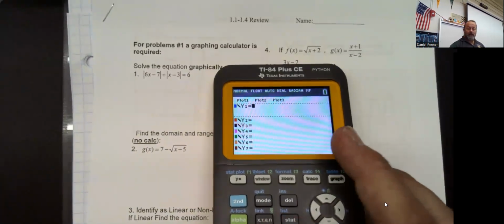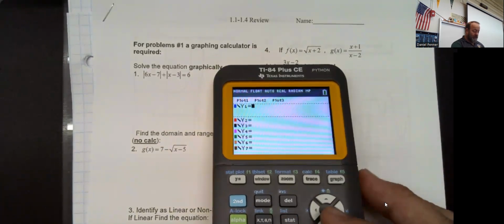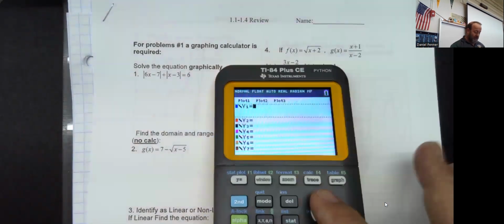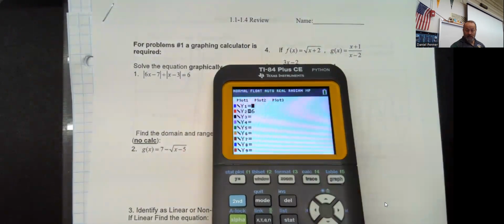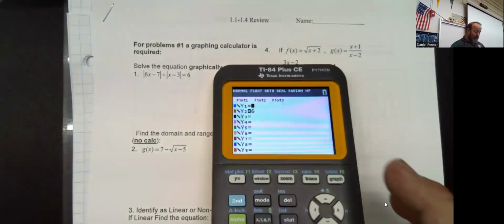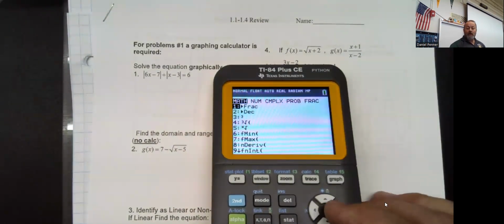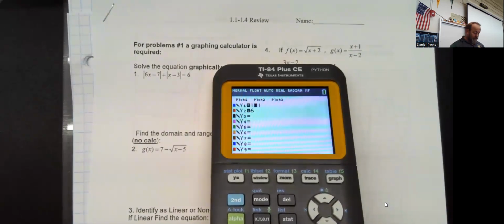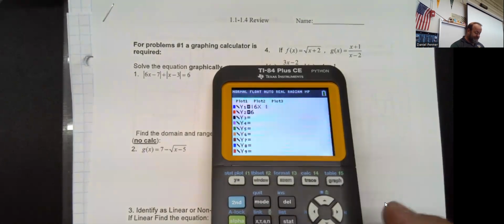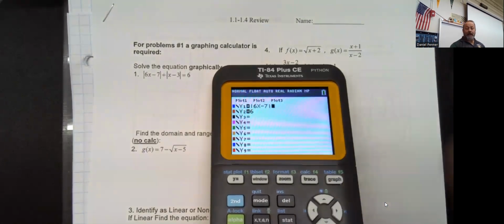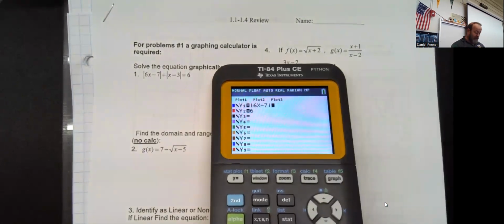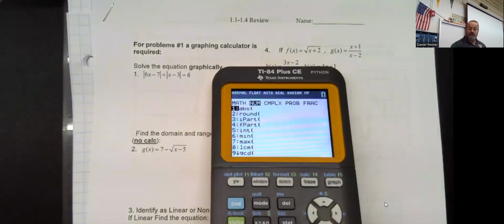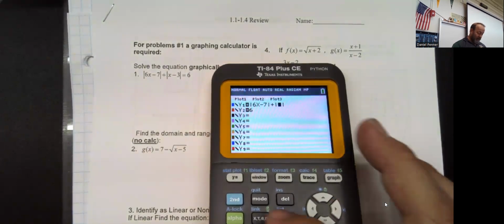I personally like to go to Y1 and set in the left side and Y2 and put in the right side. So I'm just going to call it equal to 6. I'm going to hit my math, and the number to the side is where they store the absolute value, and that's the absolute value of 6x minus 7. I need to hit my arrow to the right to get out of that first absolute value, and then enter a second absolute value. Now, these are weird equations.